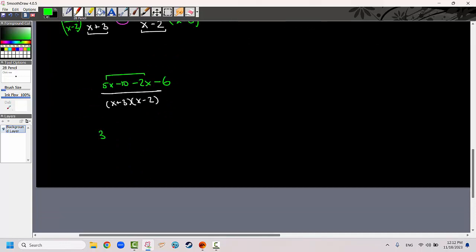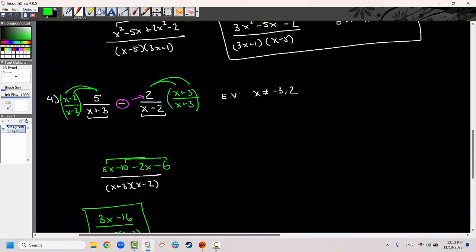5x minus 2x is 3x. The negative 10 and the negative 6 become negative 16, and you're left with x plus 3 times x minus 2. Do not worry about remultiplying the bottom. It really does nothing for you. So you have your answer. I believe the excluded values were up there at some point early on, right here. And there you go. That's how you add and subtract rational expressions.